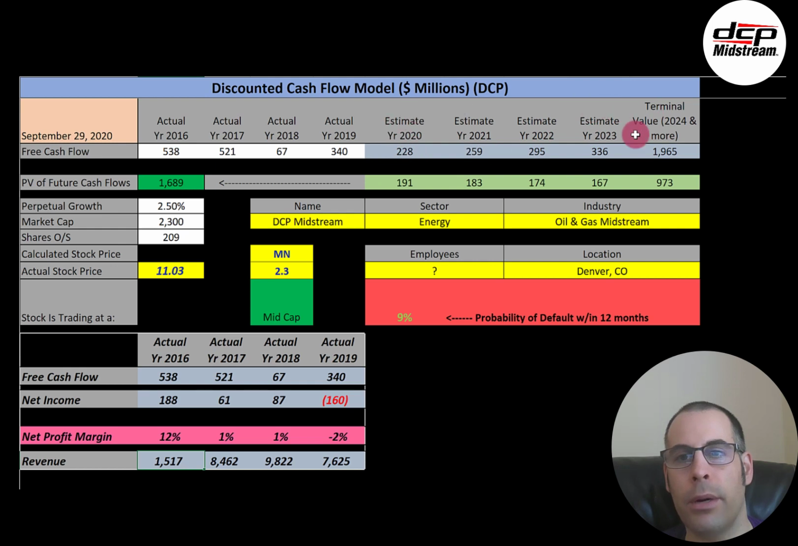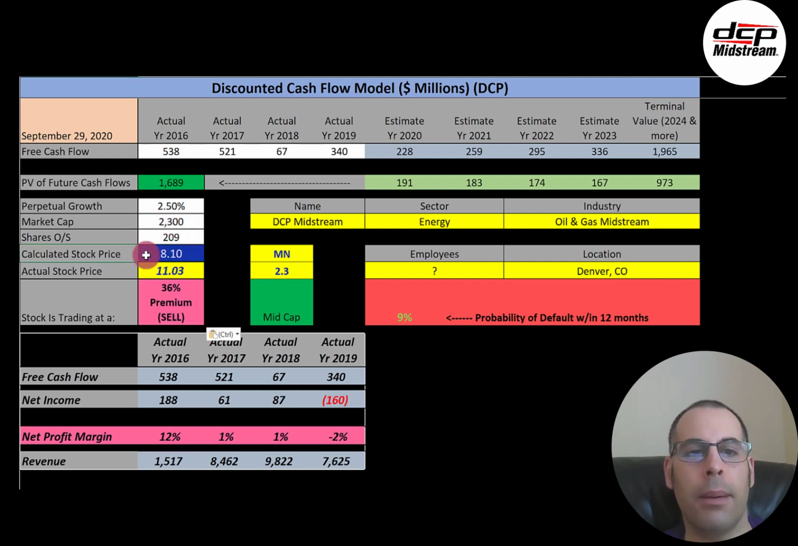We also estimate a terminal value, which is all cash flows past year four, that's $2 billion. We discounted those numbers back to today using the weighted average cost of capital. We get a value of the company of $1.7 billion. We divide that by 209 million shares, and we get a calculated stock price of $8.10. It's trading at $11, so it's trading at a 36% premium. It's a sell according to the model.